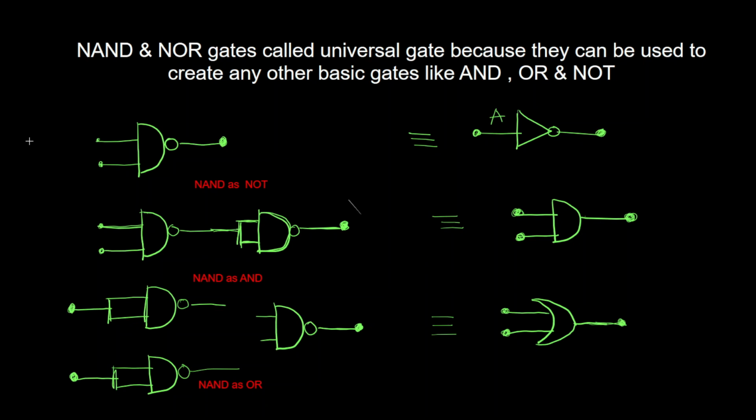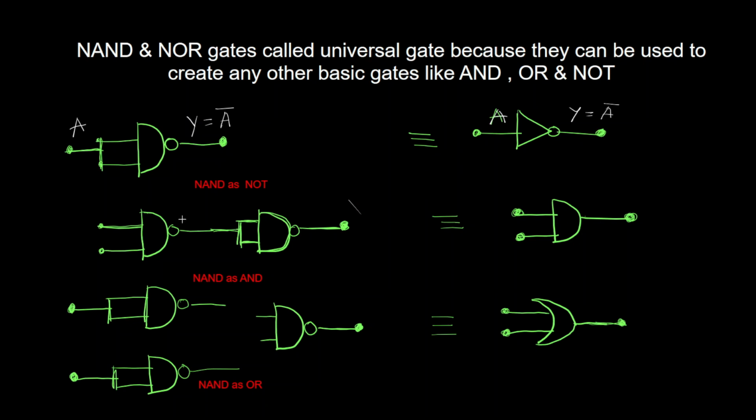Let's see how. First, if we take a single NAND gate and connect its two inputs together, then it acts as a NOT gate. That means if you take A as an input here, you will get Y equals A complement. This circuit is equivalent to a NOT gate, because in a NOT gate if you take A you will get A complement. So we have seen the NAND gate as a NOT gate.